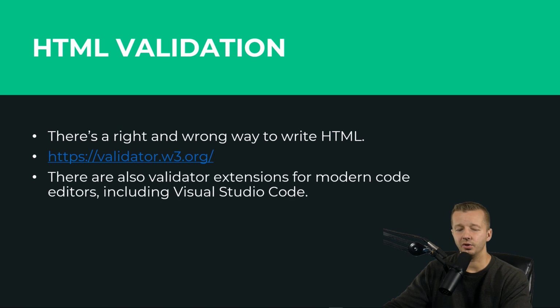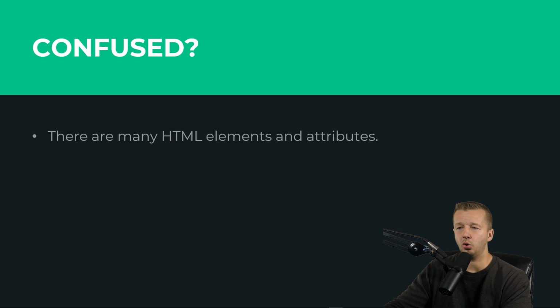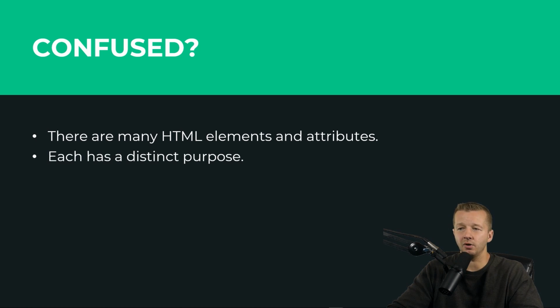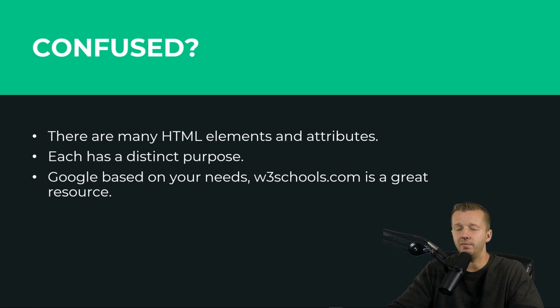Otherwise, if you're just starting out and you're in your development environment on your computer and it's not yet online, you haven't uploaded the files to a server or whatever, then there are extensions that you can use from modern code editors, for Visual Studio Code, for instance, and the other ones as well. And so I'll be using one of those. So while we're typing our HTML, it's going to let us know if we screwed something up, like if we left out an attribute that's normally required. All right, so if you're confused, just understand at this point that there's many HTML elements and attributes, and each has a distinct purpose, and Google based on your needs.